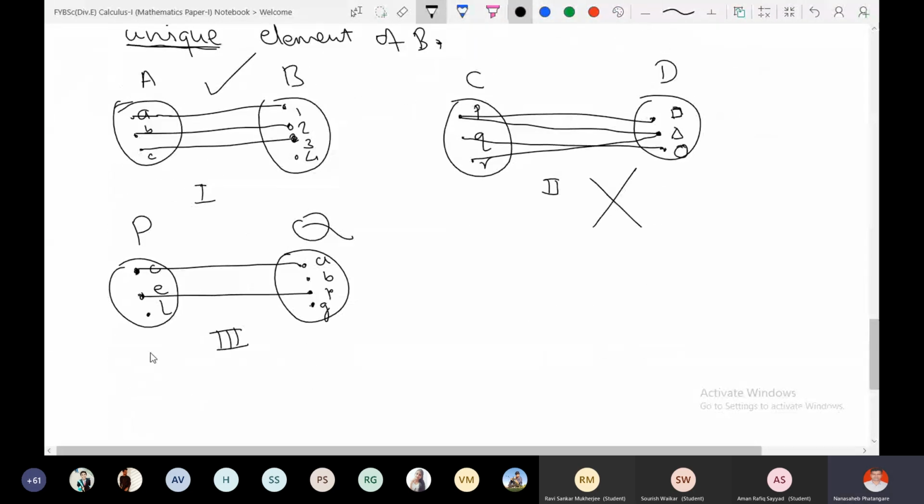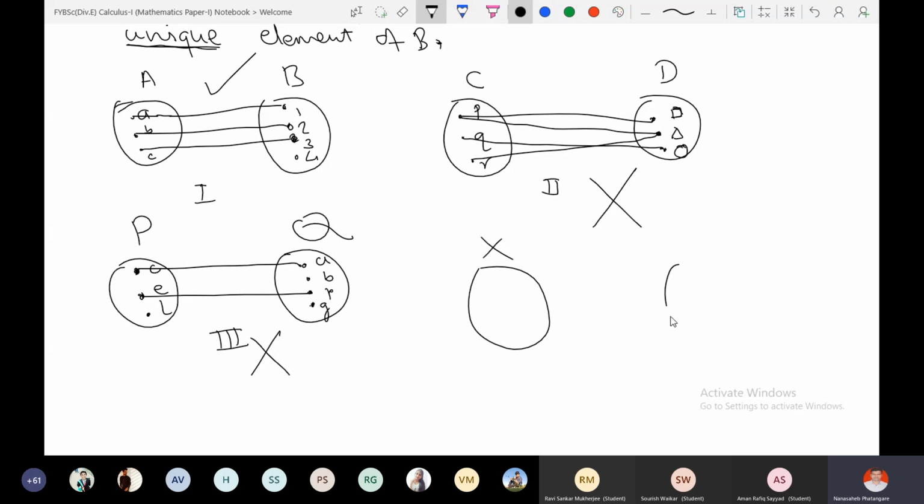Fine. Now the third situation. Is the first condition satisfied? No. Every fails, because every element should be related to some element here, and that fails. So the first condition itself fails. The second condition is fine. Unique: C is related to a unique element and E is related to a unique element, that doesn't matter. But every element is not related, so that fails. So this is also not a function. So let me tell you another situation, X and Y.